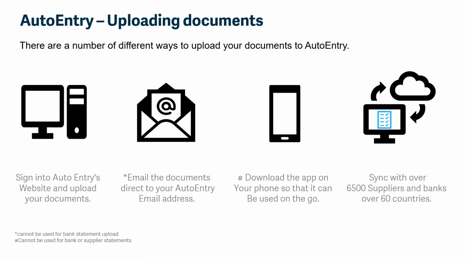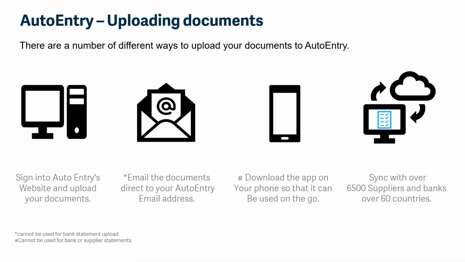So the first one is just to log on to your AutoEntry account online. Just log on to the website, log in with your details, and there is an option for each document type for you to upload. And that's a simple drag and drop or a browse in for a file. We also have the option to email the documents direct to an AutoEntry email address.